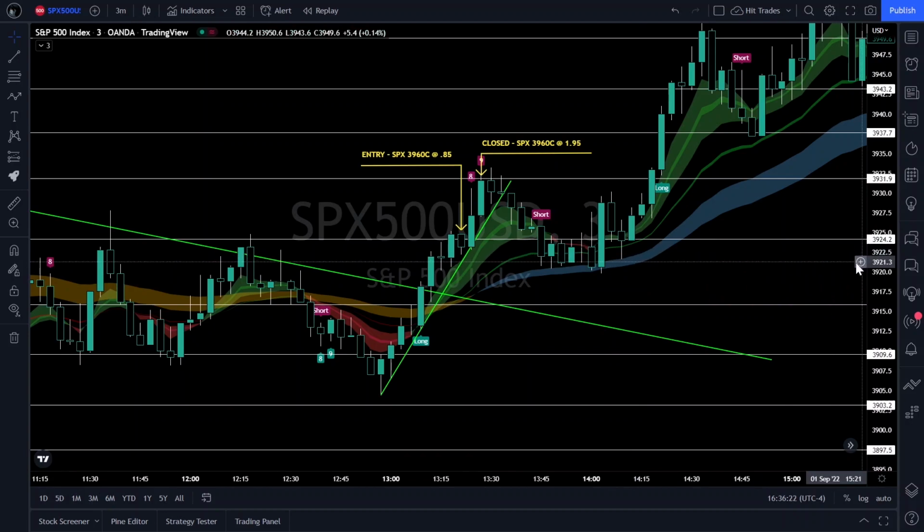So what does this tell us? This tells us we're likely going to head to our next level, to our next upper level, which is 39.31. And that's exactly what happened. We got a beautiful push up. Once we tested this level, I ended up closing my position.